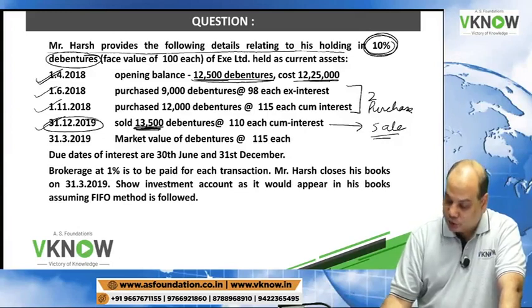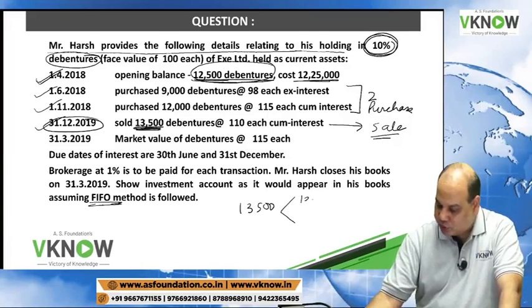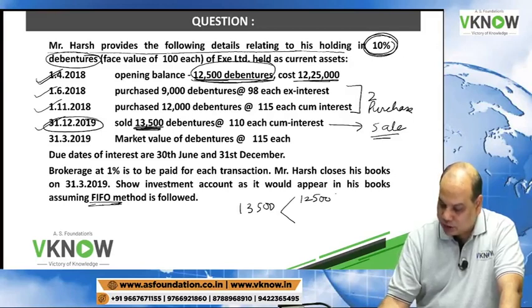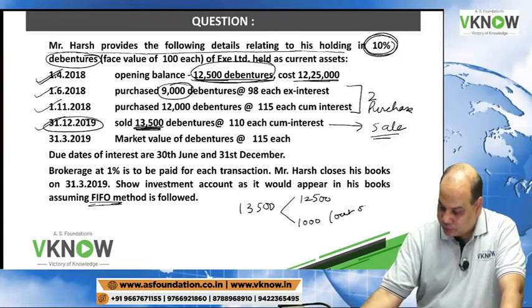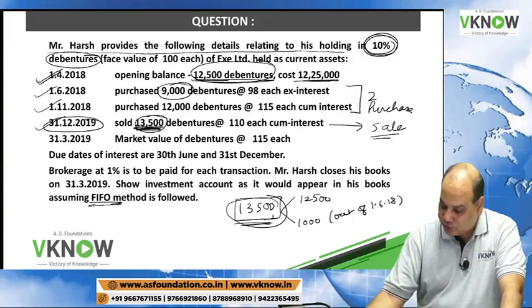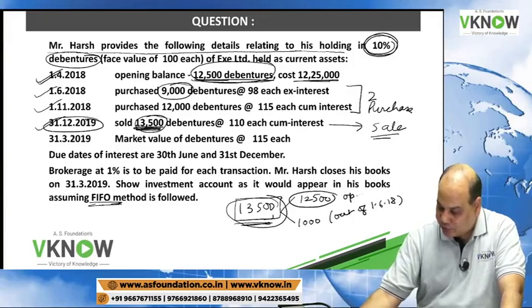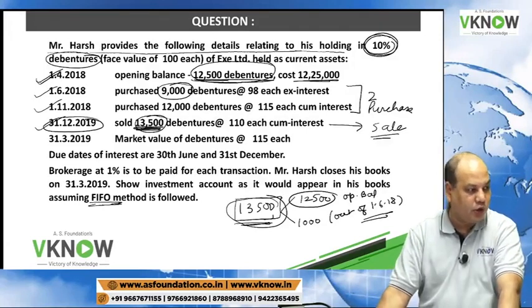So since you are going to follow FIFO method, for this 13,500, first you assume the opening lot will be sold, first in, first out, and then out of the 9,000, you will assume 1,000 is sold out of 1618. So this way, we will assume that this 13,500 units sold, the source is opening balance plus the investment purchased on 1618 if you are following the FIFO method.